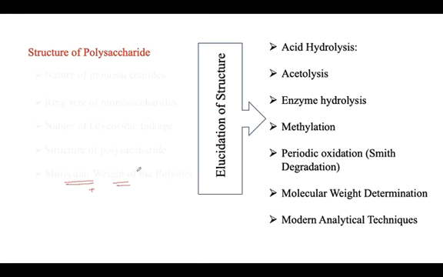Then, to find all these structures, there is a process called elucidation of the structure. So to know the nature of the monosaccharides, the ring size of the monosaccharides, the glycosidic linkages, and the structure of the polysaccharides, whether they are linear or chained molecules, and to know the molecular weight of the polymer, we have different techniques, and these techniques are used for the elucidation of the structure of a molecule.